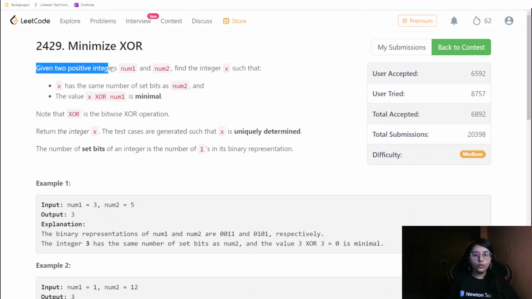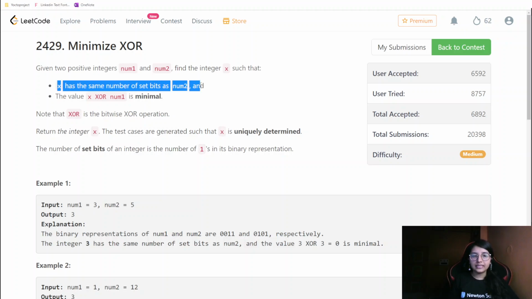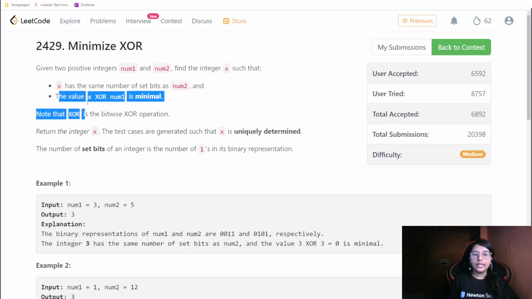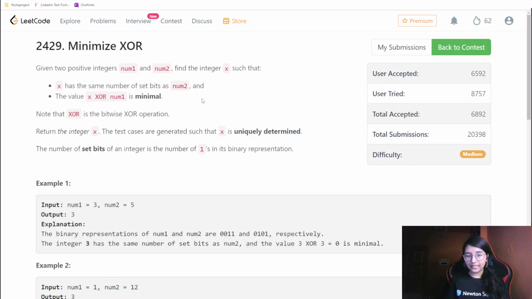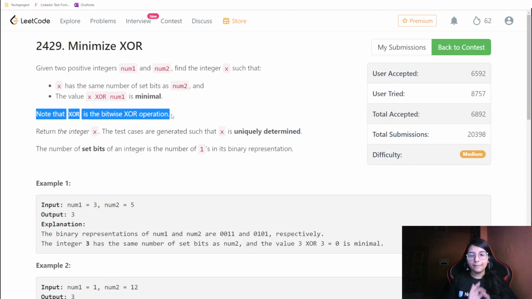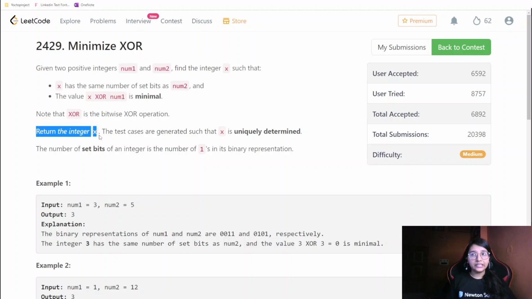Given two positive integers nums1 and nums2, find the integer x such that x has the same number of set bits as nums2 and the value x XOR nums1 is minimal. These are the two conditions we are required to satisfy for x, and that x would be our answer. Note that XOR is the bitwise XOR operation, the standard XOR. And then we are required to return the integer x.